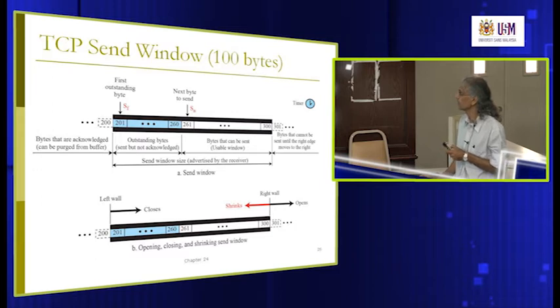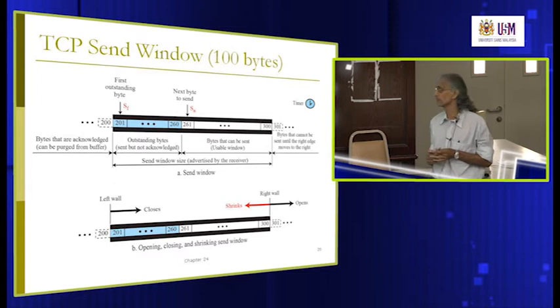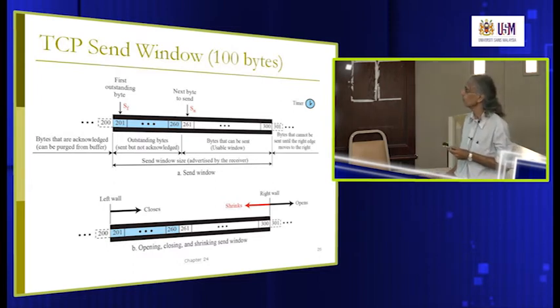The send window size will depend on the size advertised by the receiver. As I mentioned earlier, the receiver will determine how much data can be sent. The send window closes from the left hand side. As the packets are acknowledged, the left wall of the window moves towards the right. After each acknowledgement, it can move forward, because the acknowledged bytes can be removed from the window.